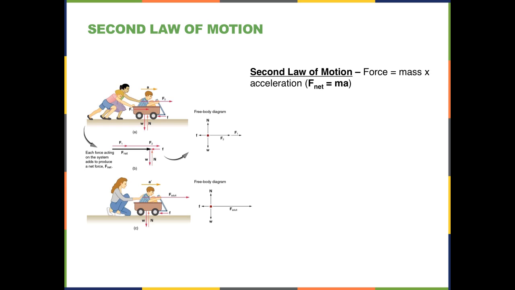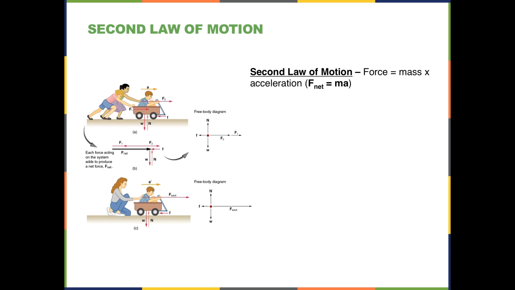In the top you can see 2 young individuals pushing another individual in a wagon, and you can see beside it is a free body diagram representing this system, where you have the weight pushing down, the normal force pushing up, and we'll talk about that when we talk about the third law. You see a force 1 and a force 2 being exerted by the two individuals, and this results in an acceleration which is proportional to the mass of the individual in the wagon.